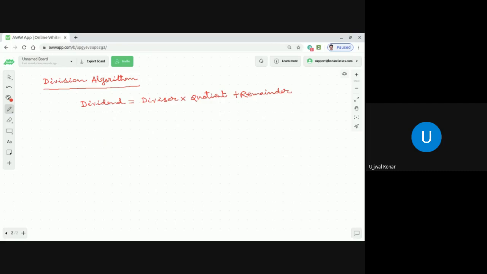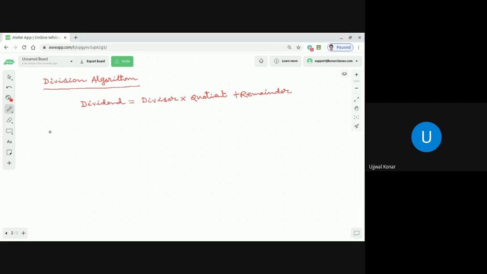So now we can apply the same thing, the same concept, in polynomials also, correct or not? This division algorithm we know from our learning of arithmetic operations, right? Clear or not clear? Yes, sir. Dividend equal to divisor into quotient plus remainder.